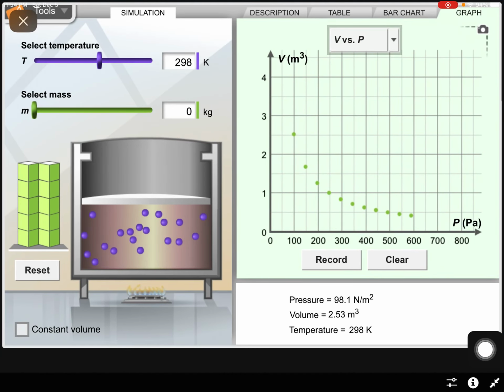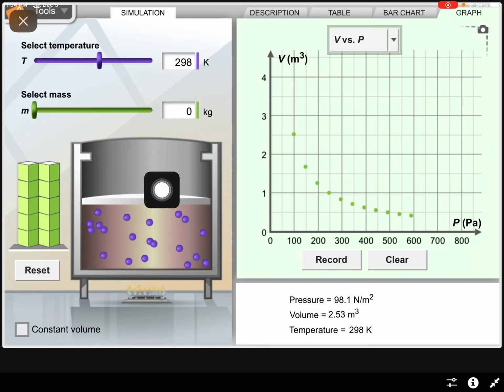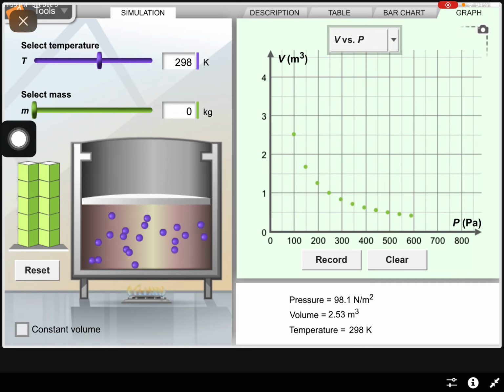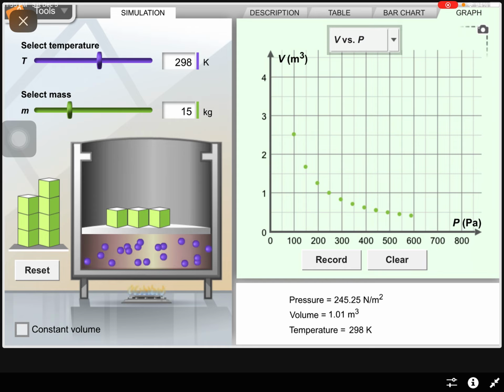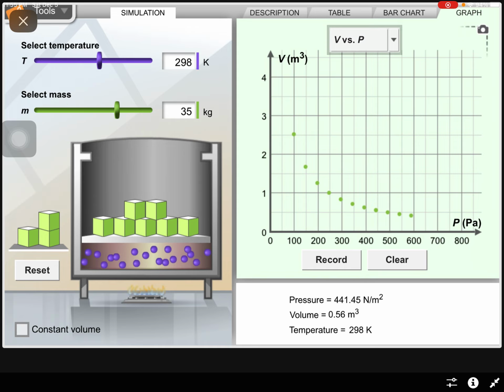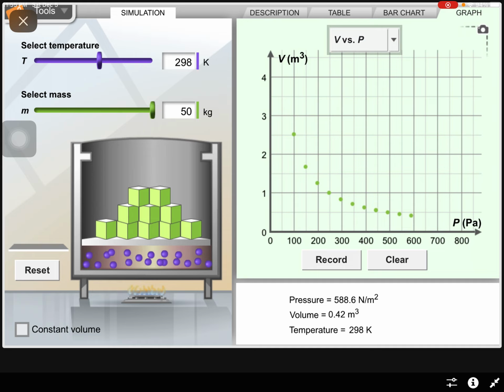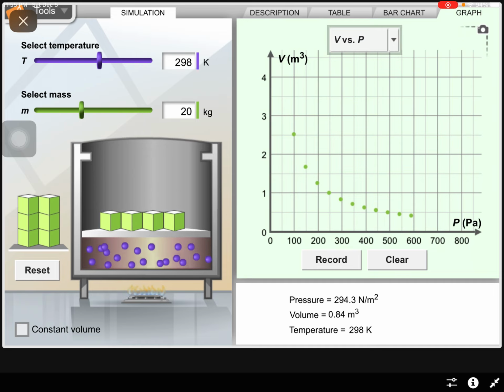So look at a quick simulation here. We're going to use different masses on top of this container to push that lid down to exert more pressure. As I change the mass and add more pressure onto that container, I can see that the volume is decreasing. So the particles have less and less space as I change that. And you can see up here that the temperature is being kept constant.